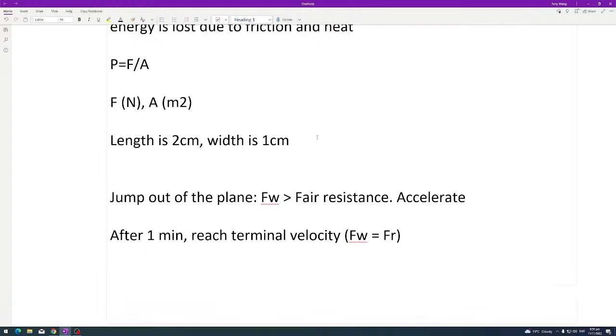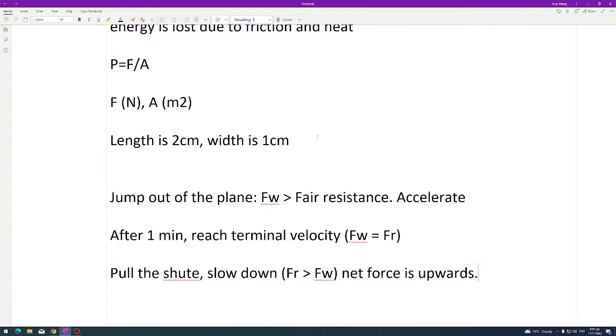If you pull the parachute, you will slow down. Why? Because the air resistance force is now greater than your weight force, so the net force is upwards. That's why you slow down, and then you just float downwards. That's what we can talk about here.